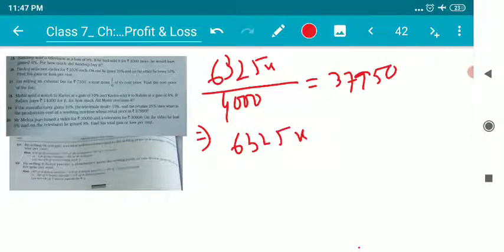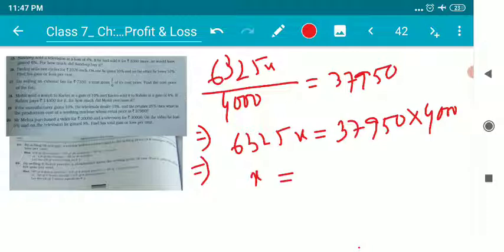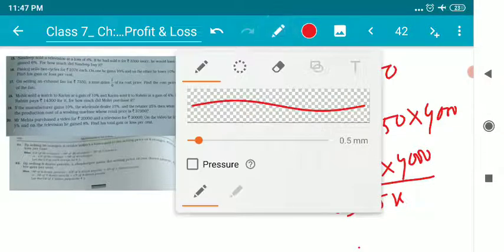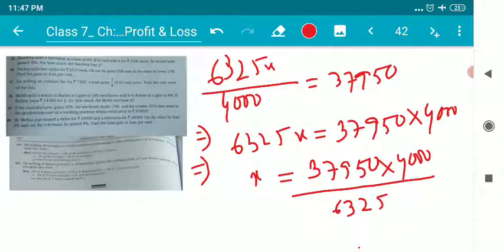6325 x equal to 37950 into 4000. Now from here, x equal to 37950 into 4000 divided by 6325 only. Now let us cancel it in order to get the value of x.